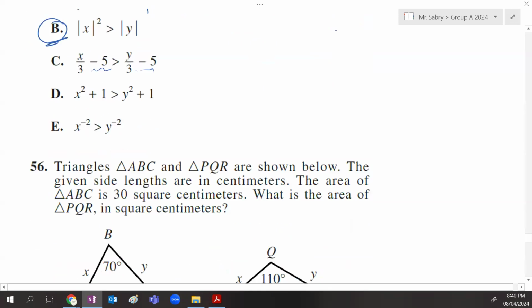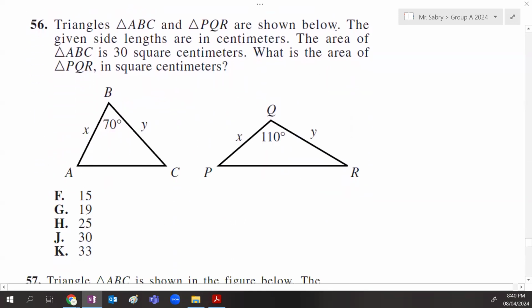Perfect. Triangle ABC and PQR are shown below. The given side lengths are in centimeters. The area of ABC, sorry, is 30. So this one is 30, the area. What is the area of PQR? PQR. Apparently these two sides are supposed to be the same.